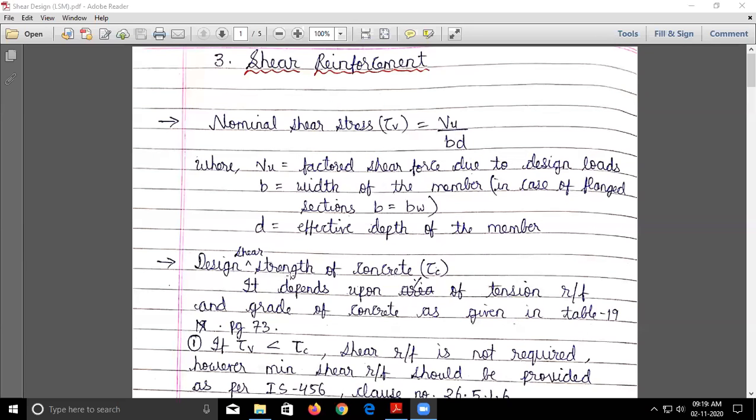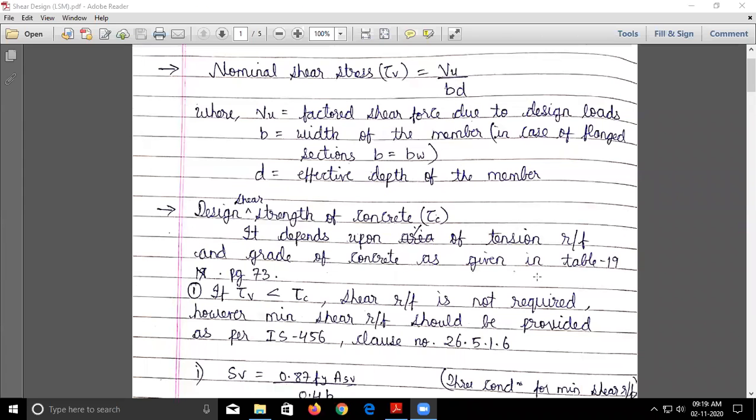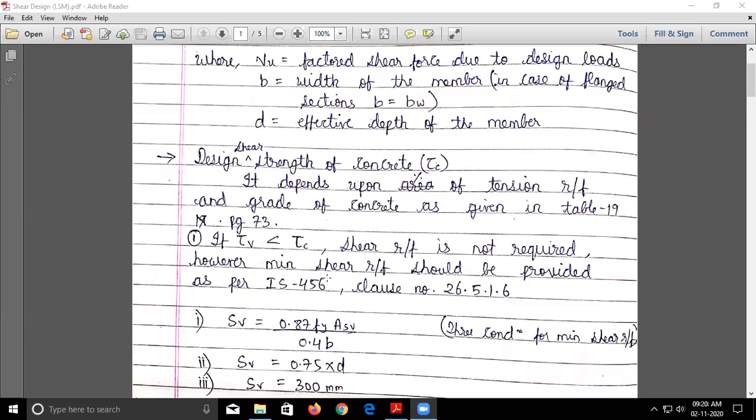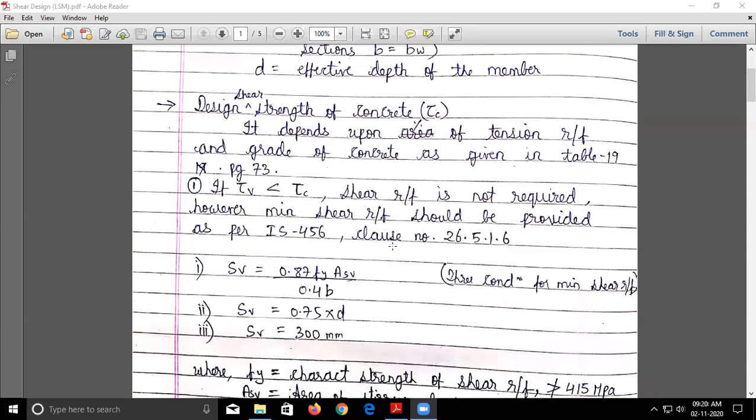Next, coming to design shear strength of concrete. As we have already discussed, it depends upon the percentage of tension reinforcement and the grade of concrete, as given in Table 19 of IS 456-2000. So these conditions we have already seen. Then if tau v is less than tau c, shear reinforcement is not required, but minimum shear reinforcement should be provided as per IS 456. This you can find in clause number 26.5.